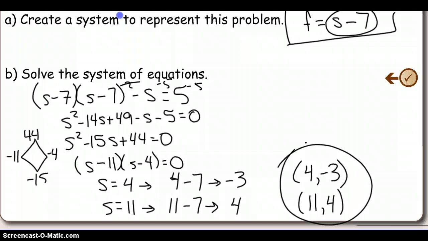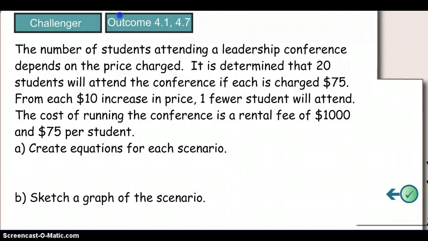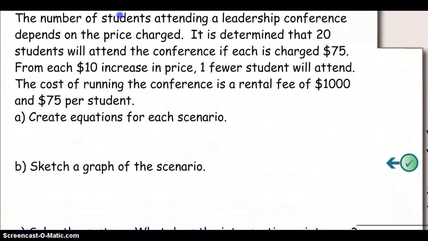Now, this is your challenger. This is the big one. This is what you want to be able to get if you want to get 100% on your next exam, because it's not going to be easy. I know there's only 4 sections, but don't take it lightly. This is also going back to last unit.